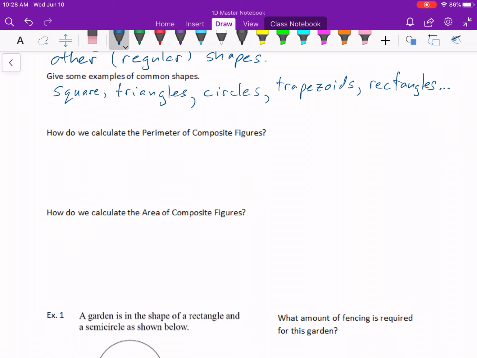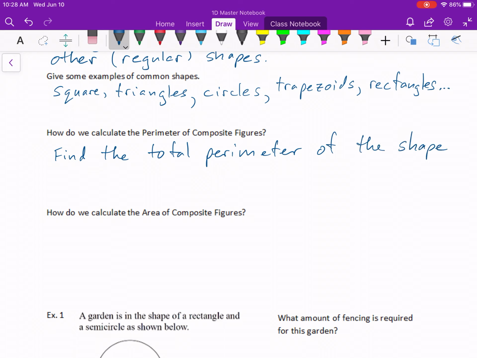How do we calculate the perimeter of a composite figure? The same way that we calculate the perimeter of a common shape. We just find the total perimeter, the total distance around the outside. So if it's an irregular shape, we pick a spot to start, and then we just go along the outside and add up all the different lengths.